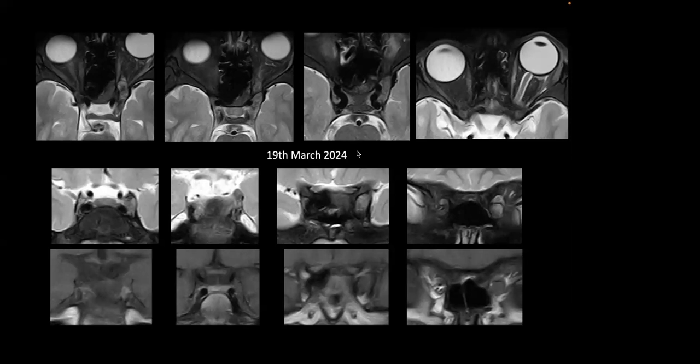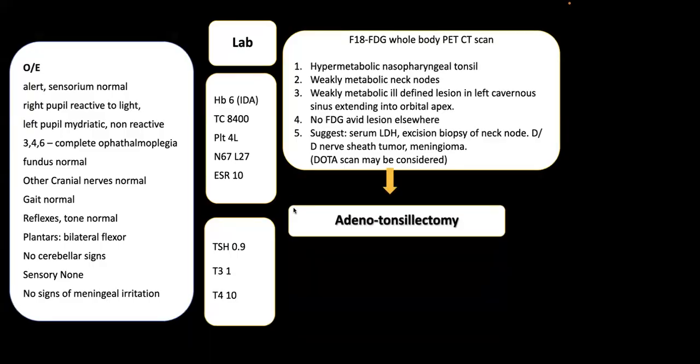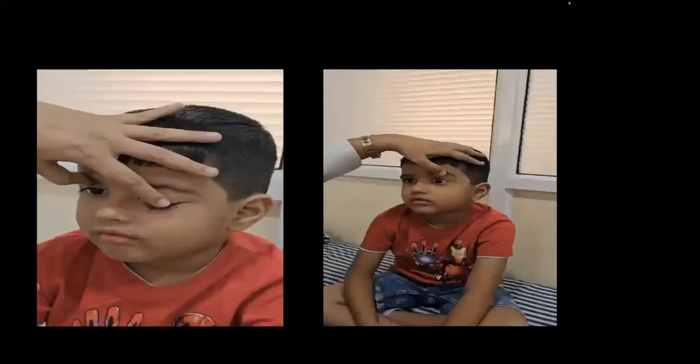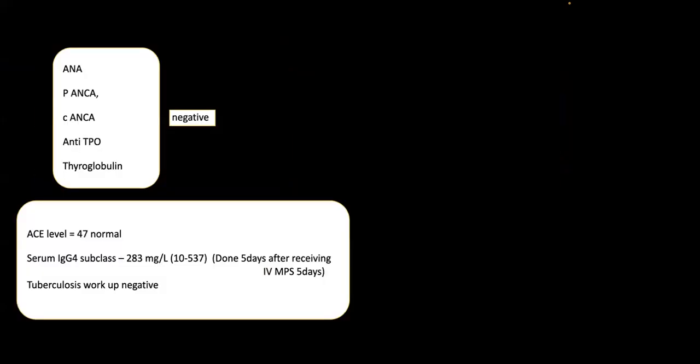I think the second scan did not have any diffusion sequences, only an orbital sequence was done without diffusion. On contrast, there's now more heterogeneous enhancement. Suspicion of a thrombosis was, I think, kept, but only an angio was done. We could not appreciate any abnormalities on the angio. And this was the follow-up.